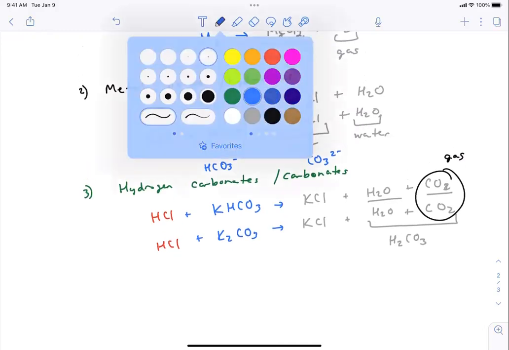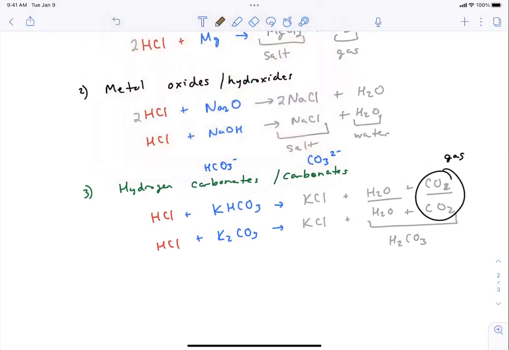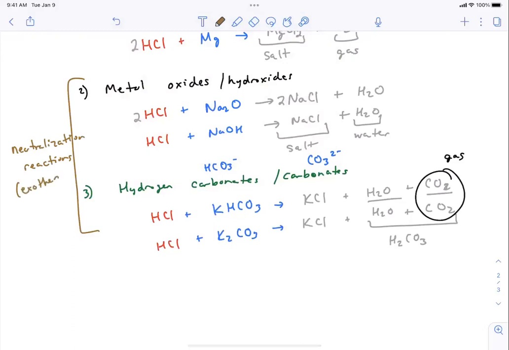Now, these here are known as neutralization reactions. And they are generally exothermic. So when you produce salt and water, it's a neutralization reaction and it is considered exothermic. That's a tie back to topic 5 and 15. So if they give you a neutralization reaction and they ask you what the sign of delta H is, you would say negative. Always.